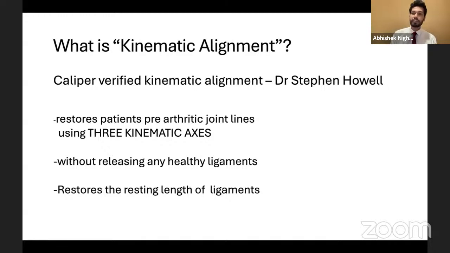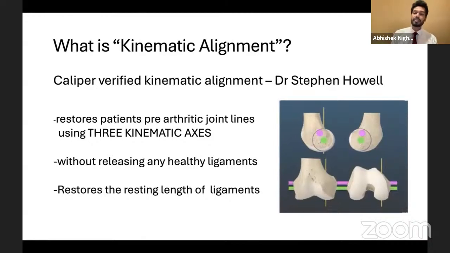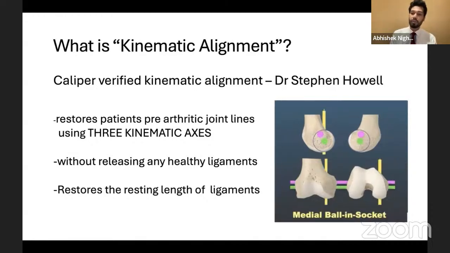Now let us look at what are the 3 kinematic axes. The first one is the axis with which the tibia flexes and extends over the femur. The second one is the axis with which the patella flexes and extends. And the third one is the medial ball and socket with which the tibia pivots over the femur.